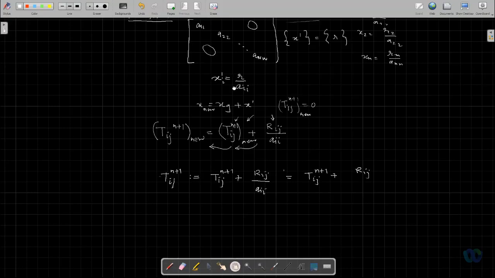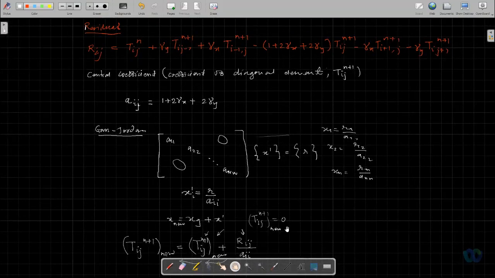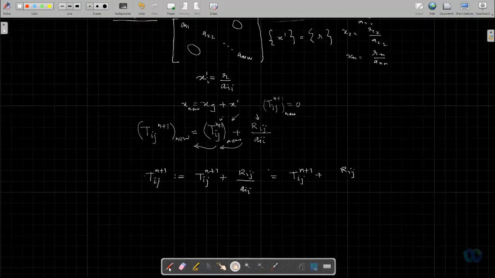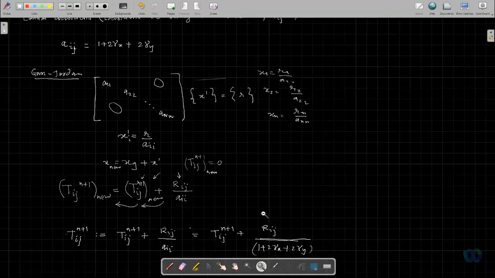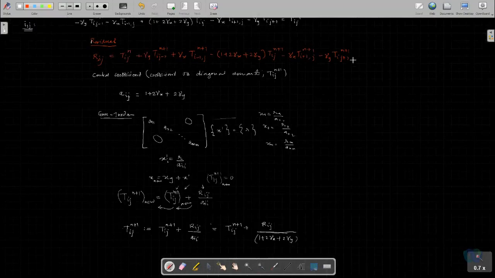Now we obtained this equation. This equation you will have to write here completely. Rij divided by Aii. Aii is 1 plus 2 gamma x, or 1 plus 2 gamma x plus 2 gamma y. This is the thing you have to write. And Rij is this Rij. You have to write this Rij completely here.